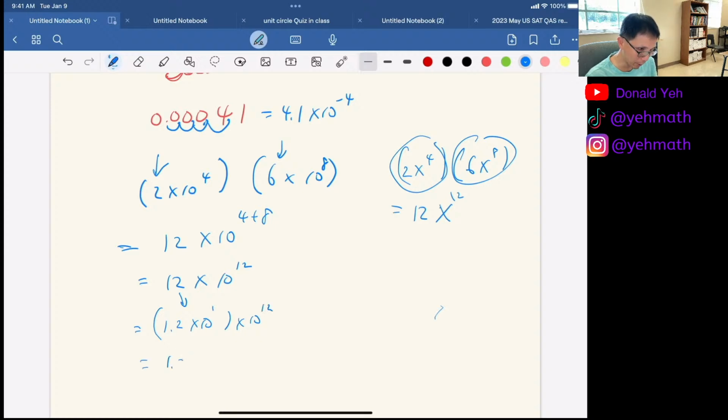So therefore 1.2 times 10 to the 13 because they have the same base. So the final answer is 1.2 times 10 to the 13, which is roughly 1.20000000, something like 13 places. So this is scientific notation. You realize scientific notation follows exponent rules as well. So it's not something abnormal. It's not something strange. It's something that just happens all the time.